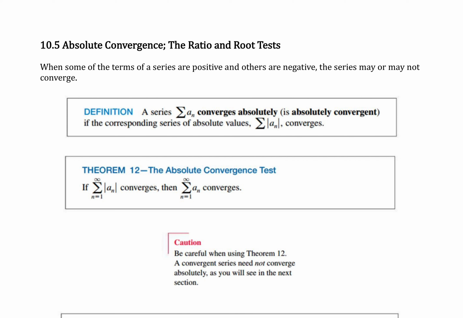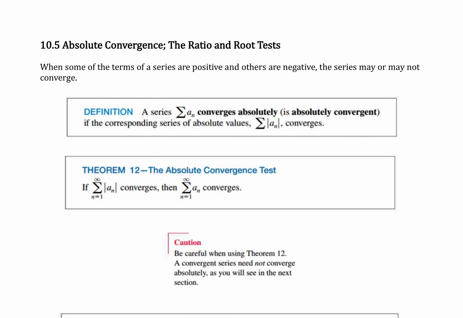Now, sometimes you have a series where you've got some terms positive and some terms negative, and in those cases your series may converge, it may not converge. What you might want to check is whether the series of absolute values of those terms converges. And if the series of absolute values converges, we say that a series converges absolutely, because we're looking at the series of absolute values.